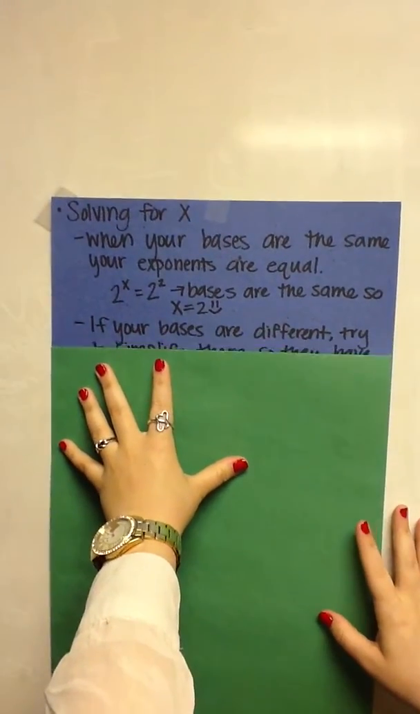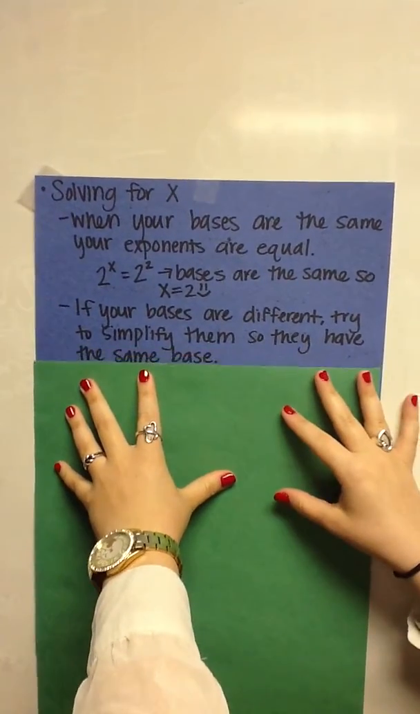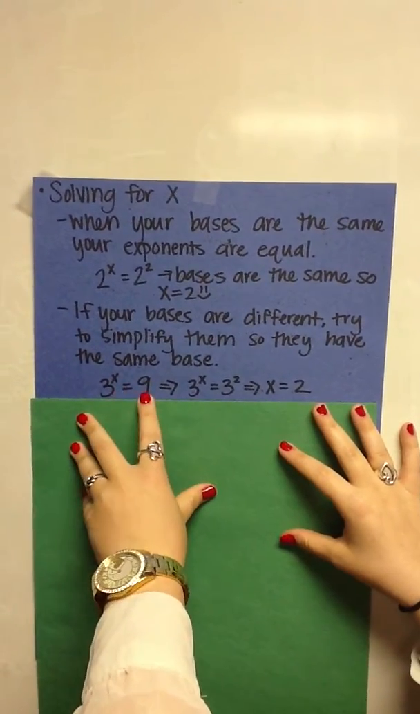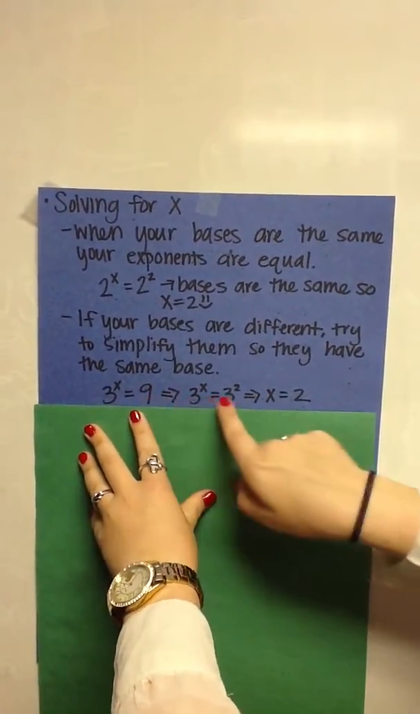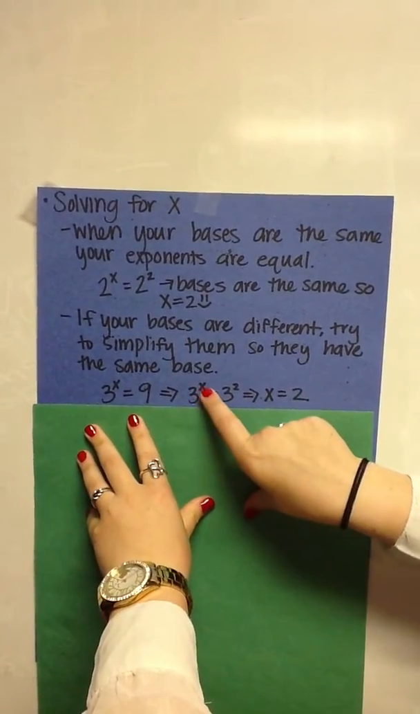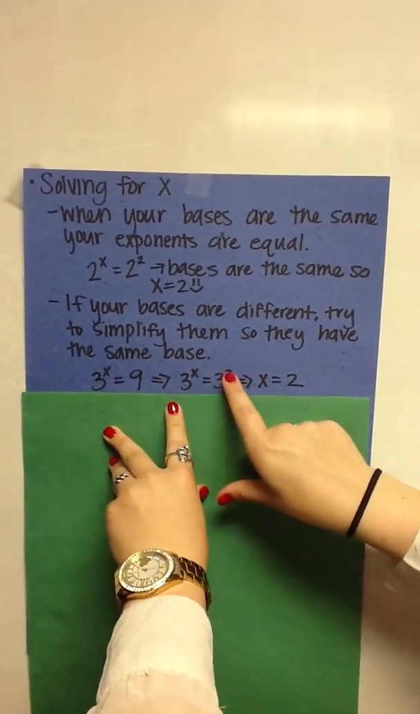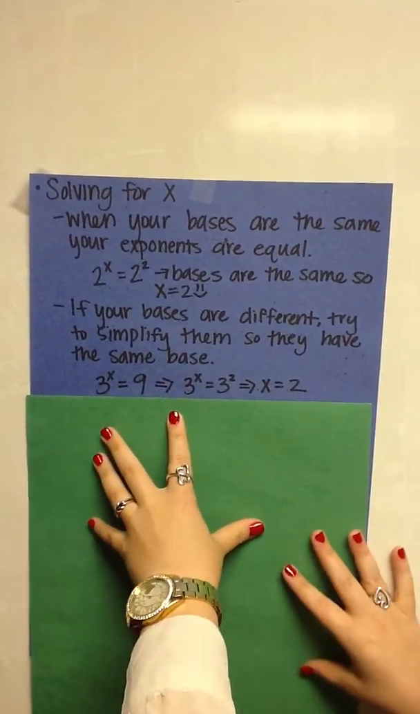If your bases are different, then you need to try to simplify them so they have the same base. So if we have 3 to the x equals 9, you can rewrite 9 as 3 squared. So you have 3 to the x equals 3 squared. So since now we have the same base, we can just make our exponents equal, so x equals 2.